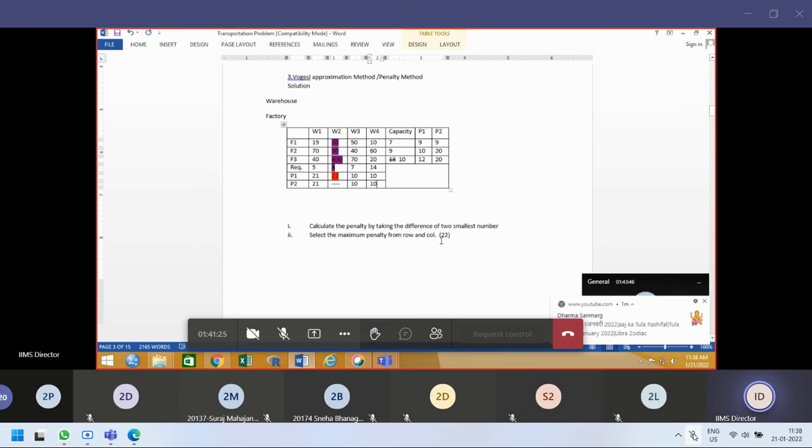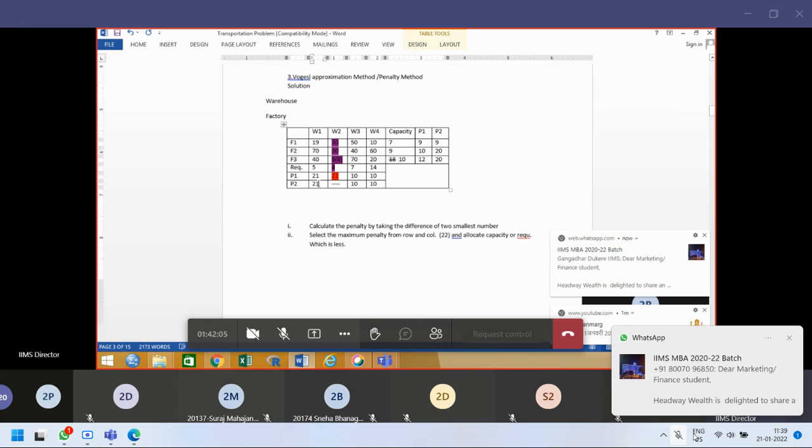Select the maximum penalty from the row and column and allocate capacity or requirement, whichever is less. Completed. Now the same process we have to repeat. What is the highest penalty now? 21. Where is 21? Yes, 21 is the highest penalty.